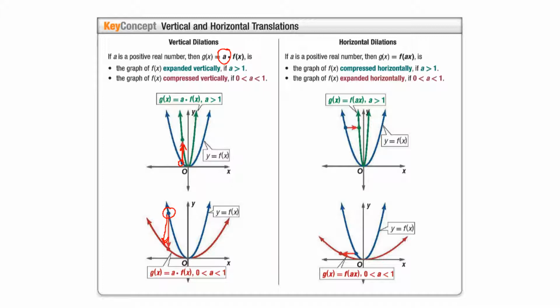Okay? Now, if the number is in with x, then it's going to change it horizontally, just like we had horizontal shifts when it was added or subtracted to x inside the function. So this will move a point from here in if it's bigger than 1, and out if it's smaller than 1.